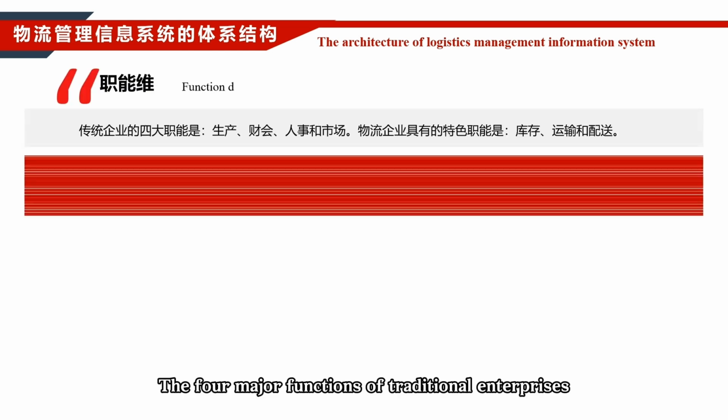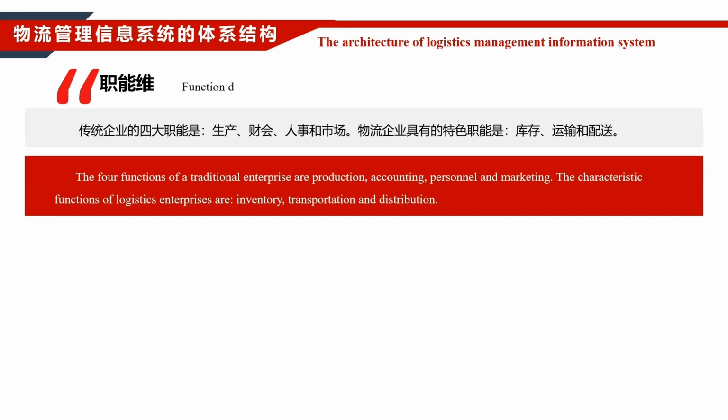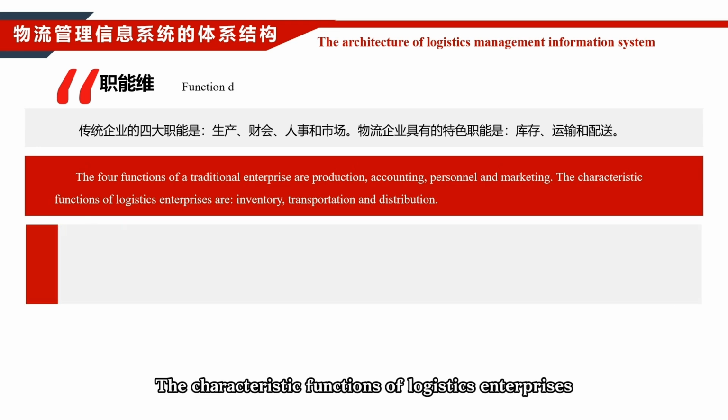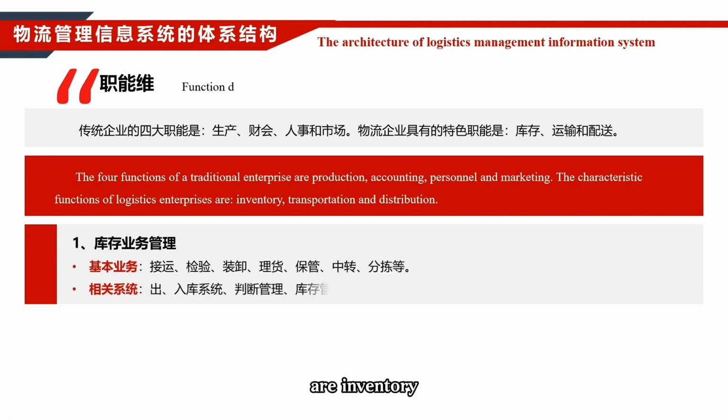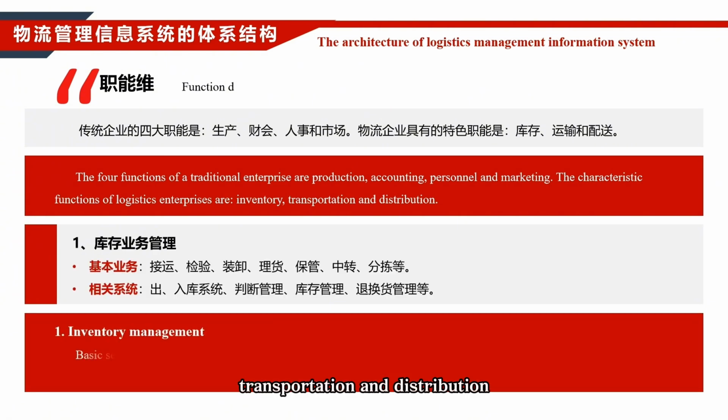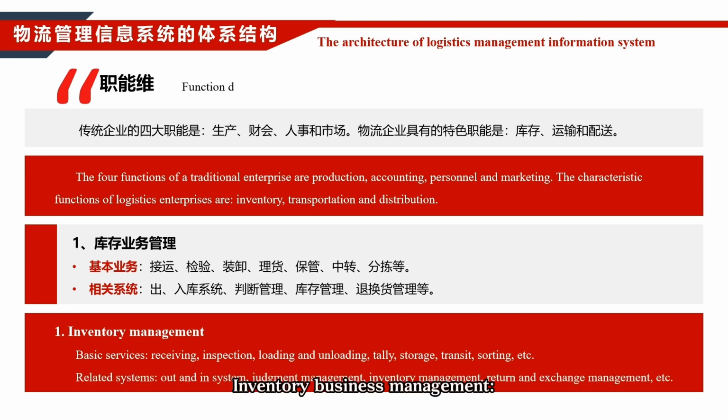The 4 major functions of traditional enterprises are production, accounting, personnel, and marketing. The characteristic functions of logistics enterprises are inventory, transportation, and distribution. 1. Inventory business management, basic business: receiving, inspection, loading and unloading, tally, storage, transit, sorting, etc. Related systems: out and in-system judgment management, inventory management, return and exchange management, etc.